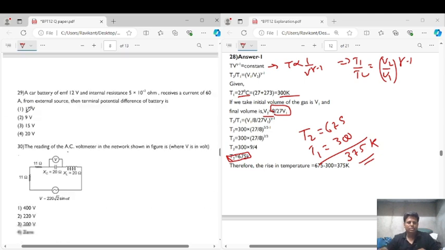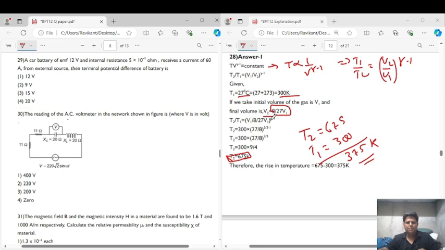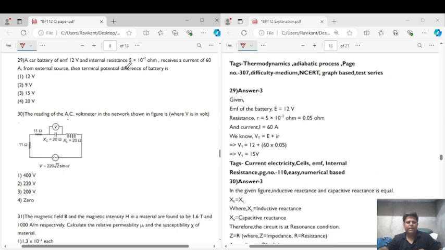Now let's see question number 29. A car battery of EMF 12 volt and internal resistance 5 into 10 to the power of minus 2 ohm receives a current of 60 amperes from an external source. Then the terminal potential difference of battery is. So this is the case of charging, right? This is a case of charging.